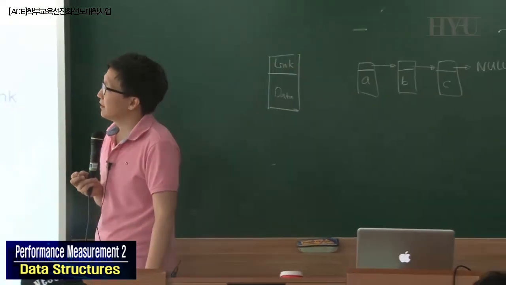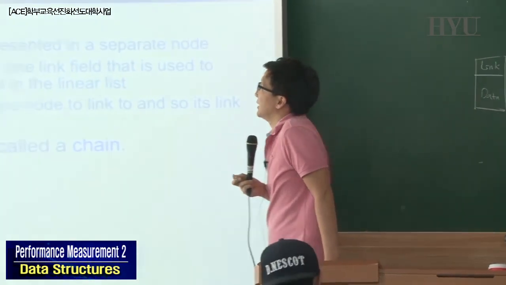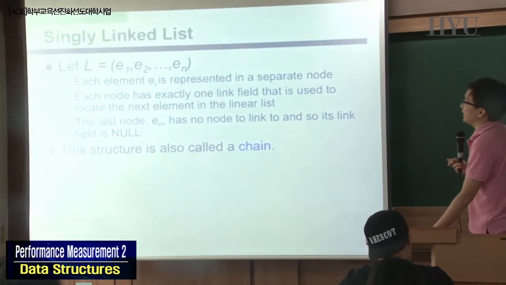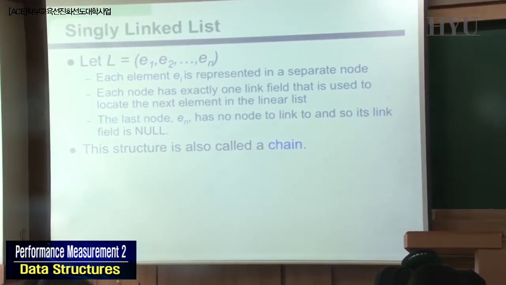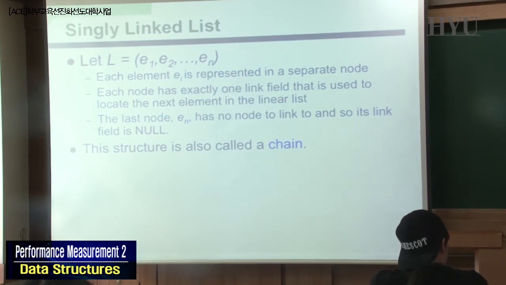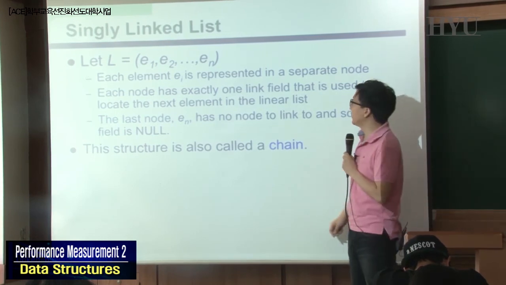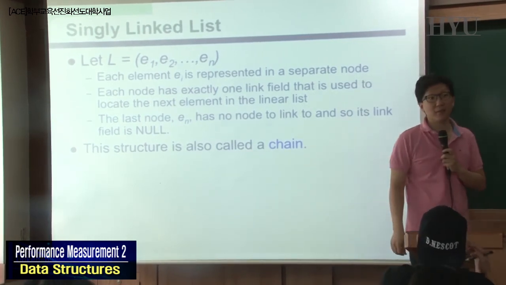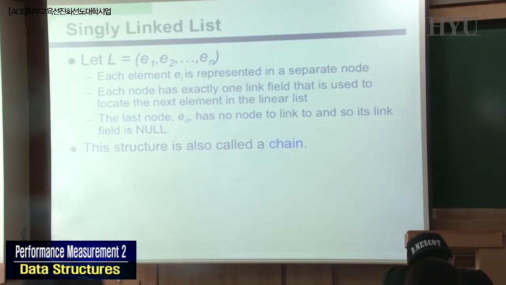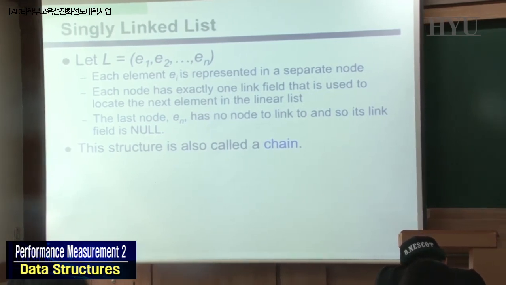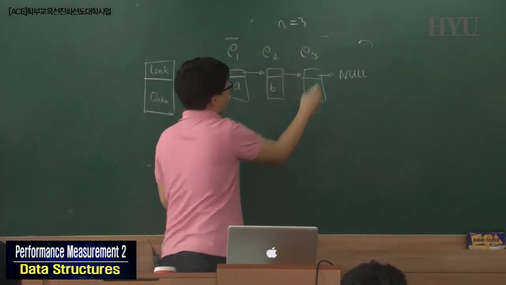Let L define E1 to En. That's a typical definition of a linear list. Each element Ei is represented by a separate node. E1, E2, E3, and so on. Each node has exactly one link field that is used to locate the next element in the list. The last node, En, in this case n is 3, so I can call it E3.